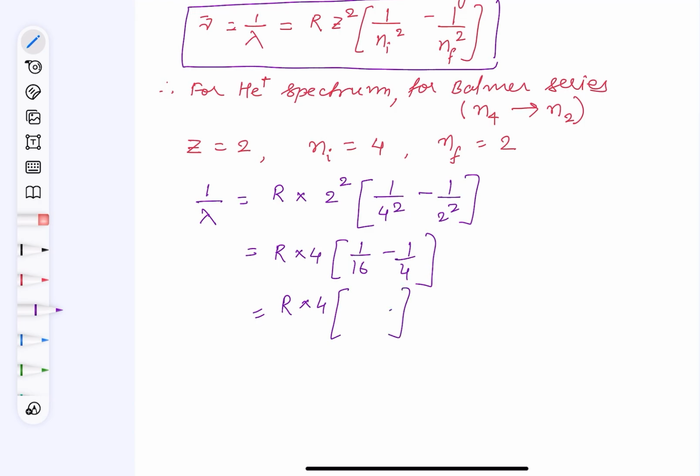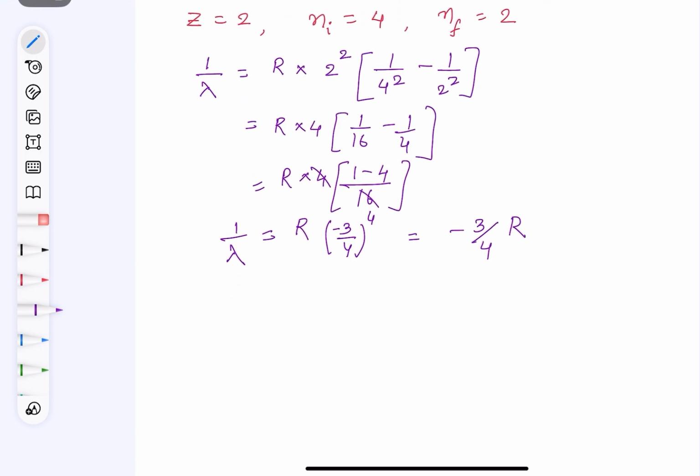On solving this, you will get R into 4, and taking the LCM, which is 16, this becomes 1 minus 4, since 4 1s are 4 and 4 4s are 16. So you can cancel it off, 4 4s are 16. So you will have R, and in the bracket 1 minus 4 will be minus 3 divided by 4. So ultimately minus 3 by 4 R is the value of 1 by lambda. Okay, so you got this for the helium spectrum.